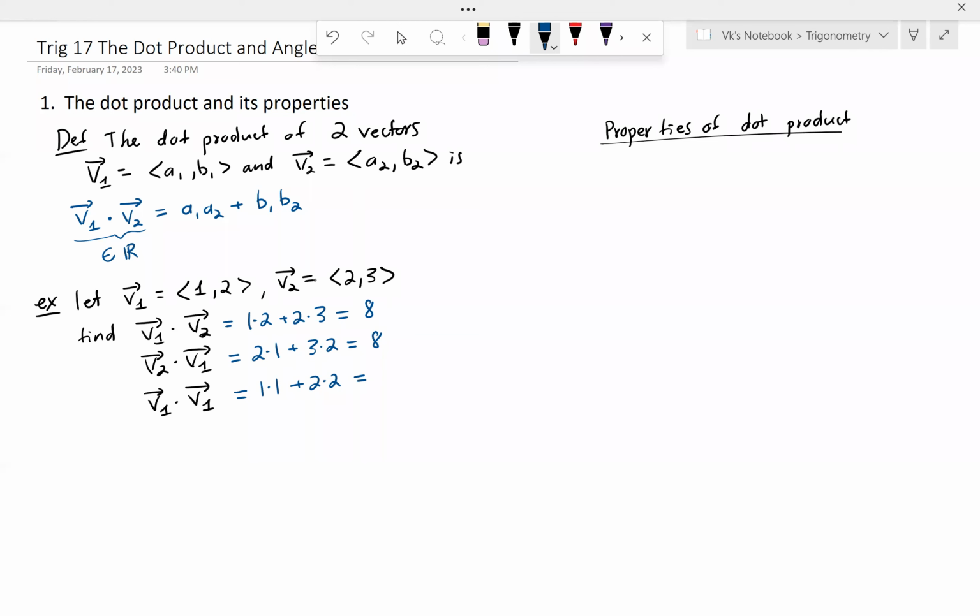Well, if you look at it, it looks like the square root of 1 squared plus 2 squared, and then you just square this square root. So that is exactly the magnitude of V1 squared. Wow, pretty cool, huh? And in this case, 1 plus 4 is 5.